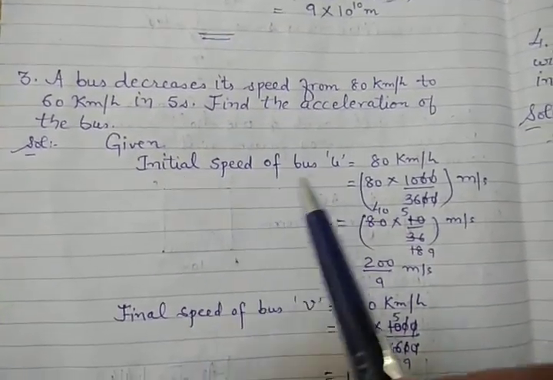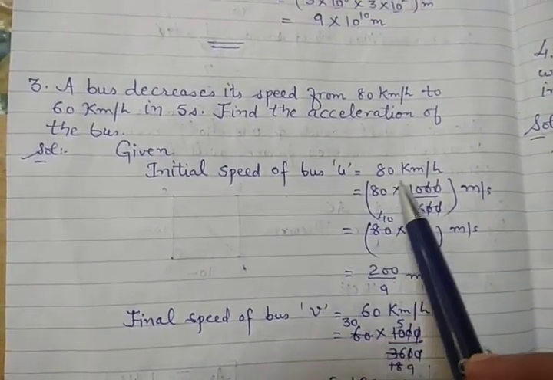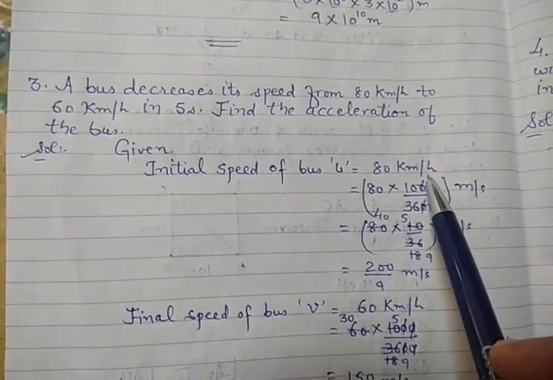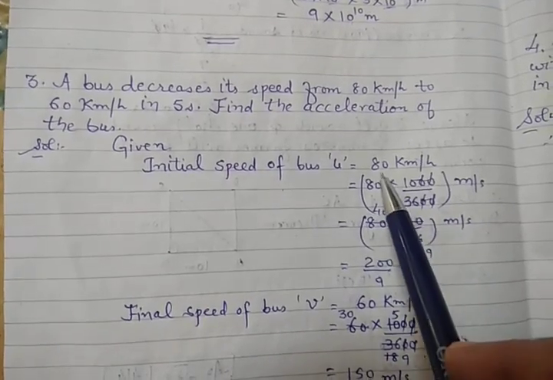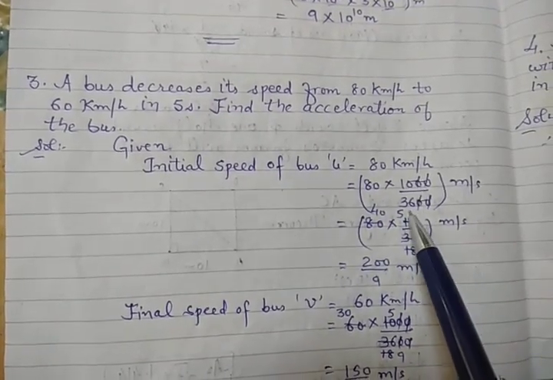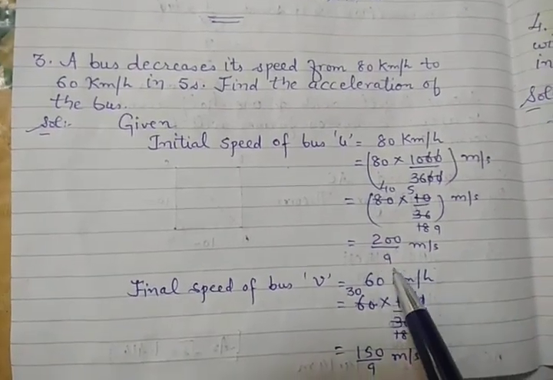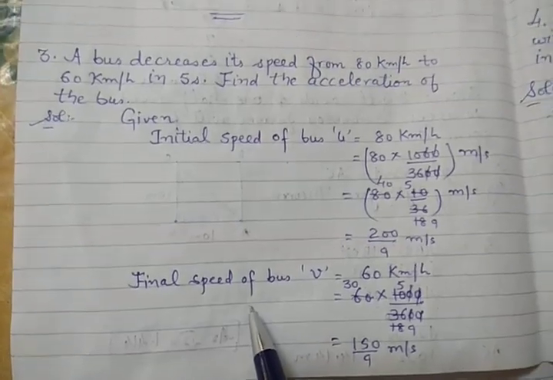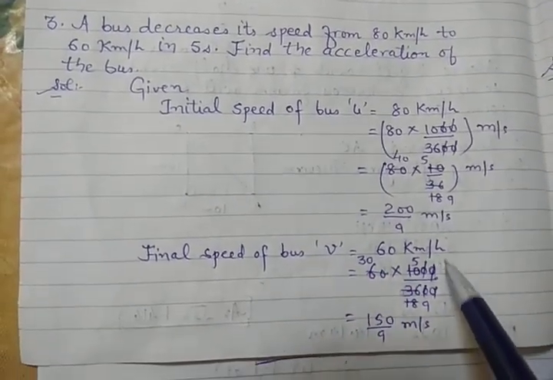So, the initial speed of the bus, let it be u, is 80 km per hour. Now we have to convert this kilometer per hour into meter per second. So what will we do? We will multiply 80 by 1000 by 3600. After cutting, you will get 200 by 9 meter per second. And the final speed that is given is 60 km per hour. So again we have to convert it into meter per second.